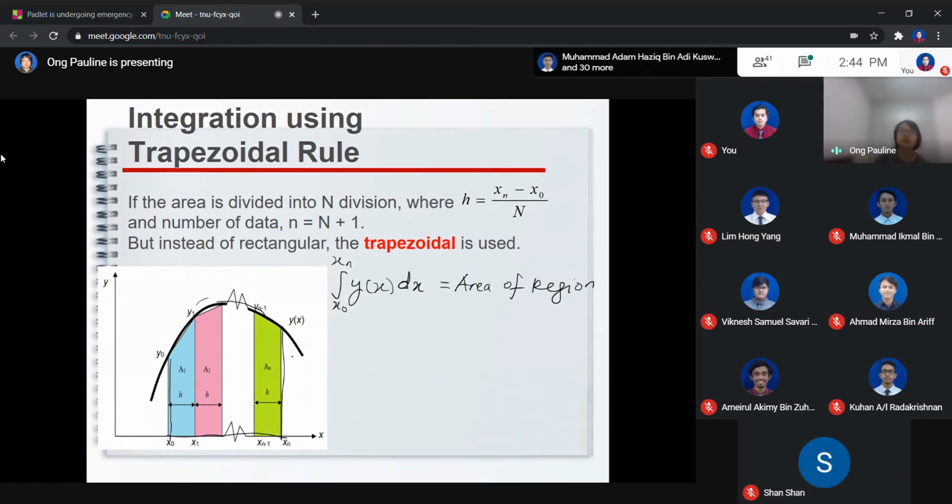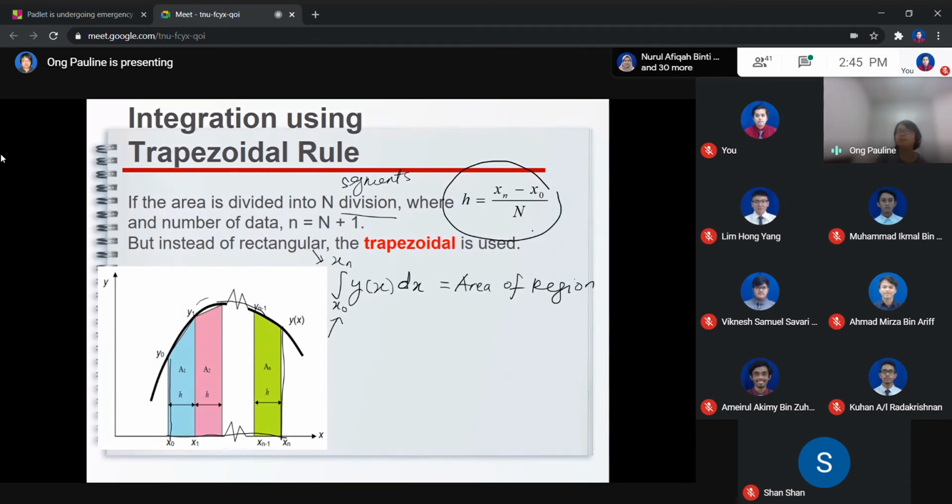Similarly, we divide this into n divisions or n segments, and since we are dealing with the trapezoidal rule, it means that we divide it into n trapeziums. Again, you can consider that the width, or rather the height, of each trapezium is the same. So we use a fixed value for the height of each trapezium. The h is calculated by using the upper bound minus the lower bound of your integration and divided by n.